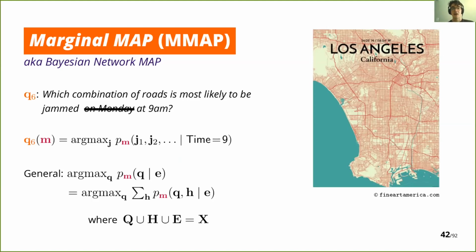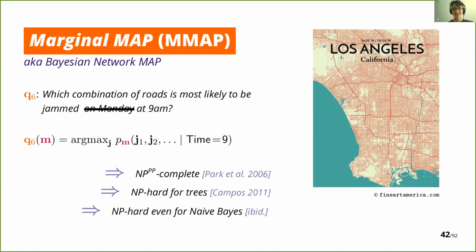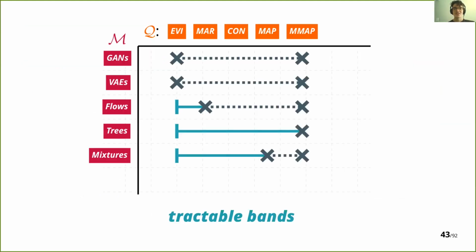And the question is now, can we do this for tree models? Can we compute marginal MAP efficiently? And unfortunately, the answer is negative. So this is a hard task also for trees, and very simple models like trees like naive Bayes. So it seems that we have also reached the end of the tractability spectrum for tree models. And this end is for marginal MAP queries.